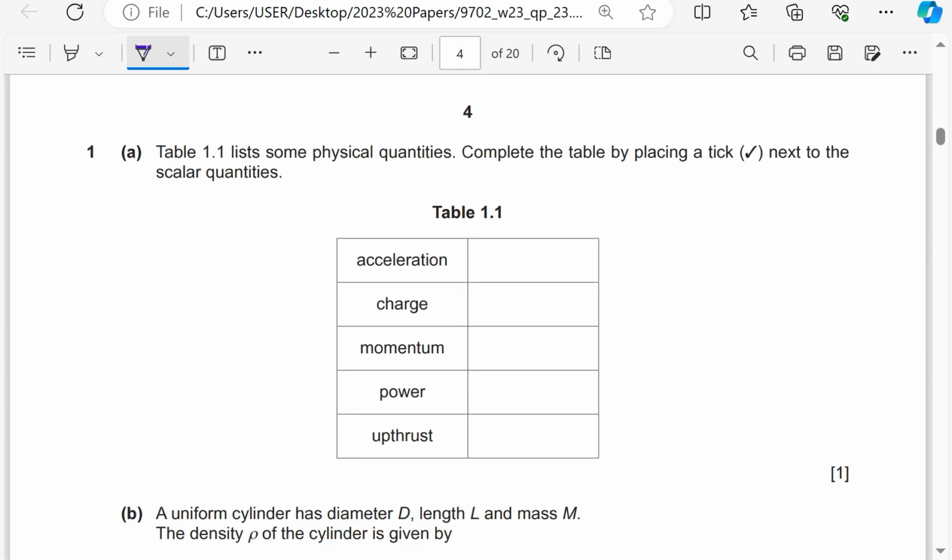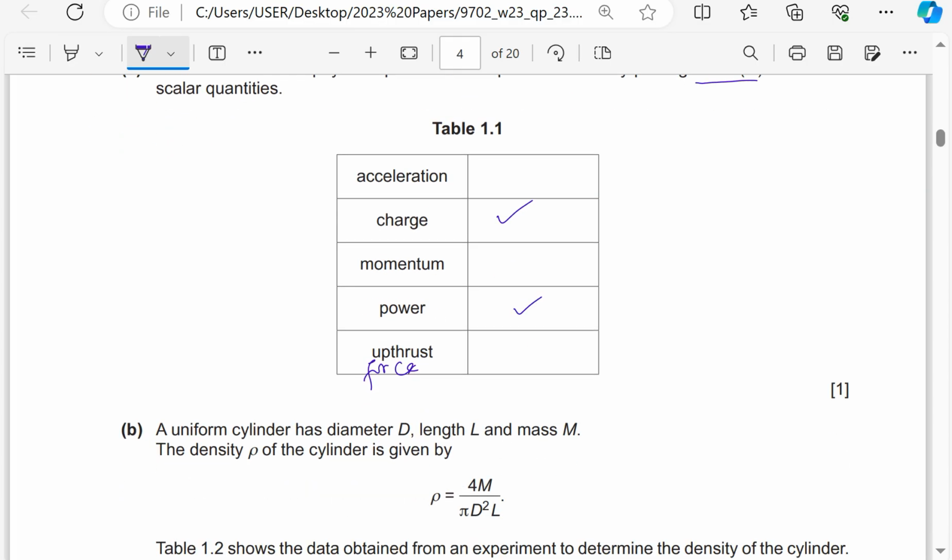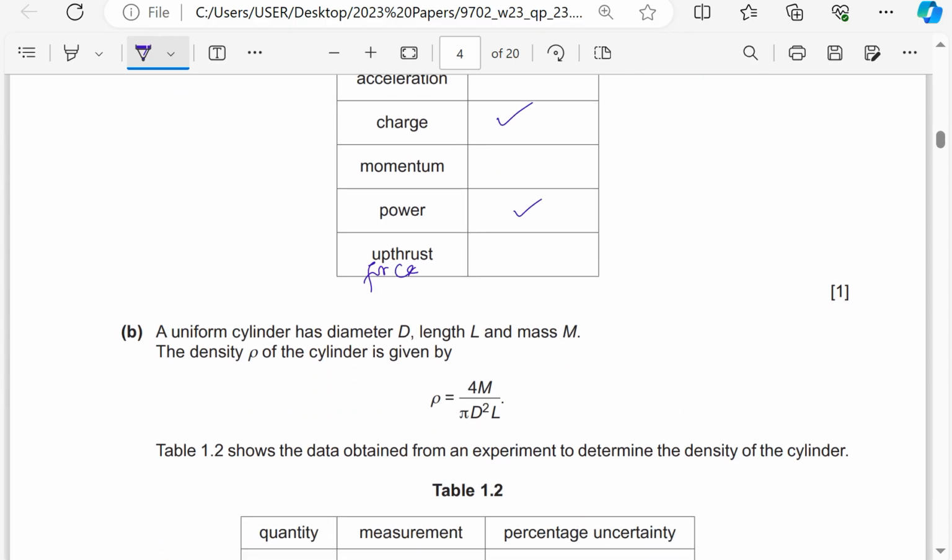The table 1.1 lists some physical quantities. Complete the table by placing a tick next to the scalar quantity. Of course, we know acceleration is a vector, charge is a scalar, momentum is a vector, power is a scalar, upthrust, this one is a force. So it is a vector quantity. So it is only charge and power which are scalar quantities, because upthrust is a force, which is a vector quantity.